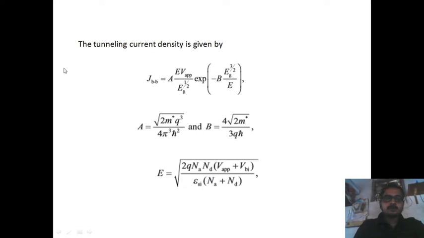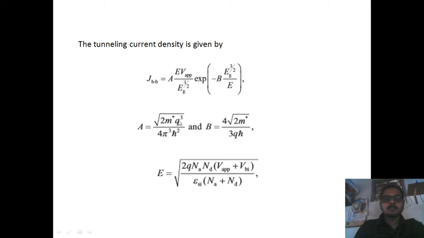See here, the tunneling current density is given by this equation. Remember this equation. E is the electric field and VAP is the applied voltage. A is a constant and B is a constant. What is the value of A? It is equal to root of 2m cube. Here m means mass of electron, q means charge of electron, and h is the Planck's constant.